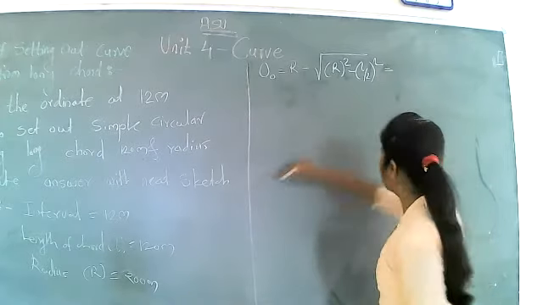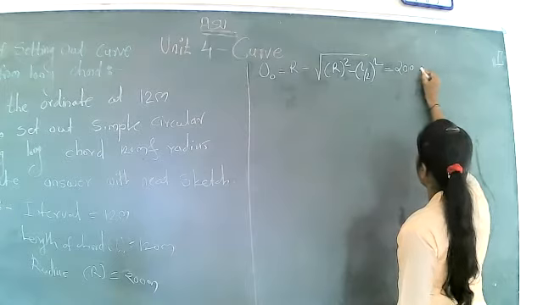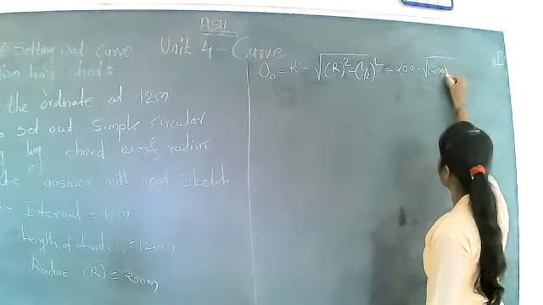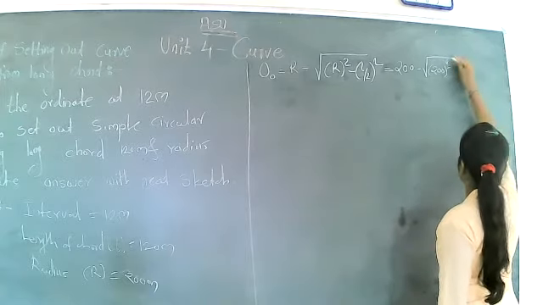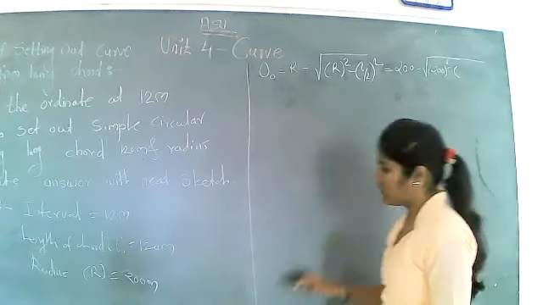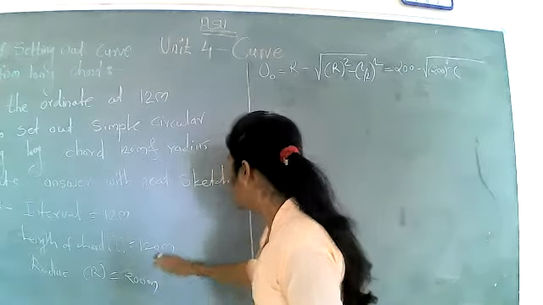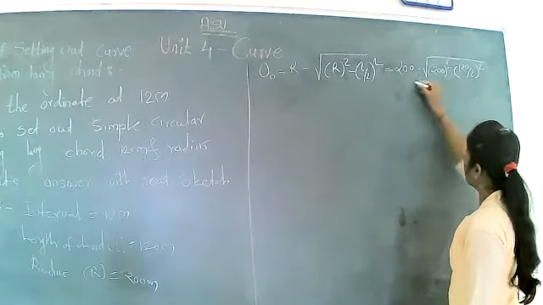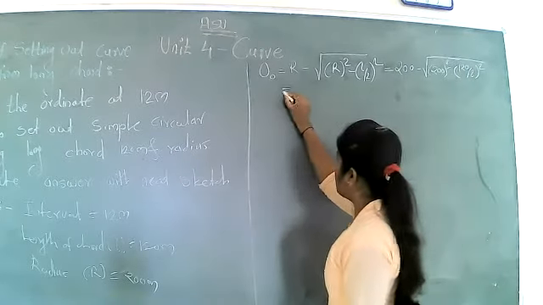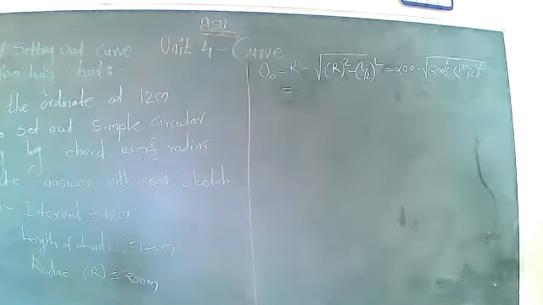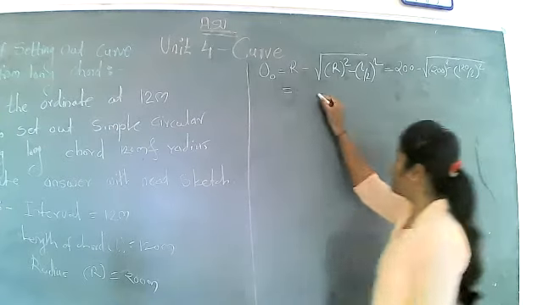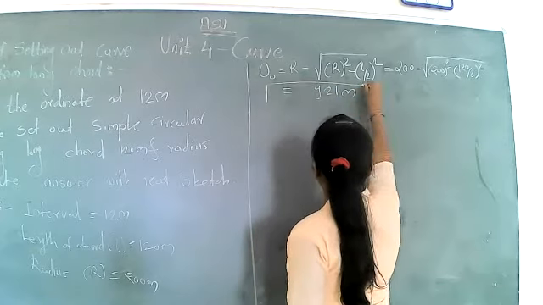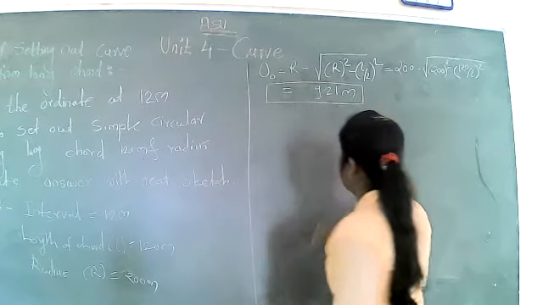R, the radius, is 200, minus square root of 200 square minus half of the length, that is 120 divided by 2, square. So O0, the offset at the center, comes out 9.21 meter. This is the offset at the center.